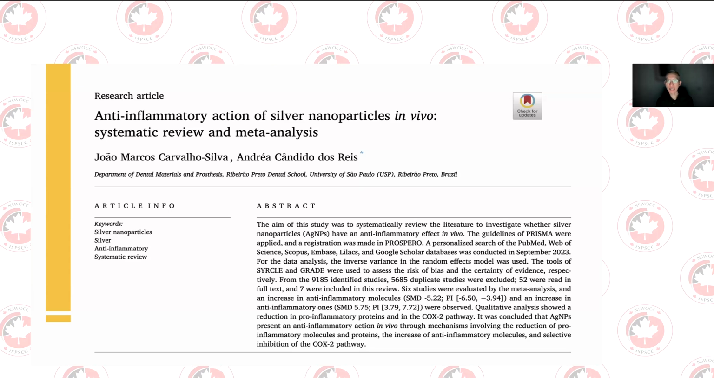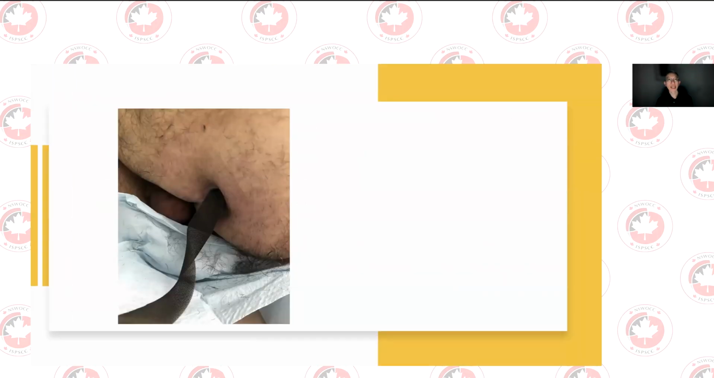anti-inflammatory property. I think this is a study and systematic review looking at and validating the anti-inflammatory action of silver nanoparticles. So it is there, and it's not irrefutable.